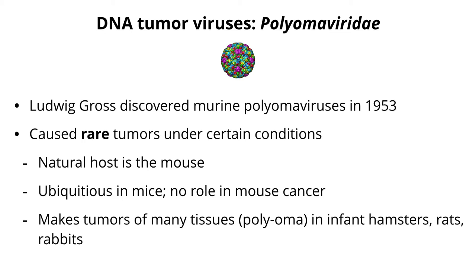But if you infect hamsters or rats or rabbits, you get lots of different tumors as a result. These are not the natural hosts for this virus. But you get lots of different tumors, and that's where the name comes from, many tumors, polyoma, when they use the wrong hosts. But in the natural host, mice, these viruses do not cause tumors.